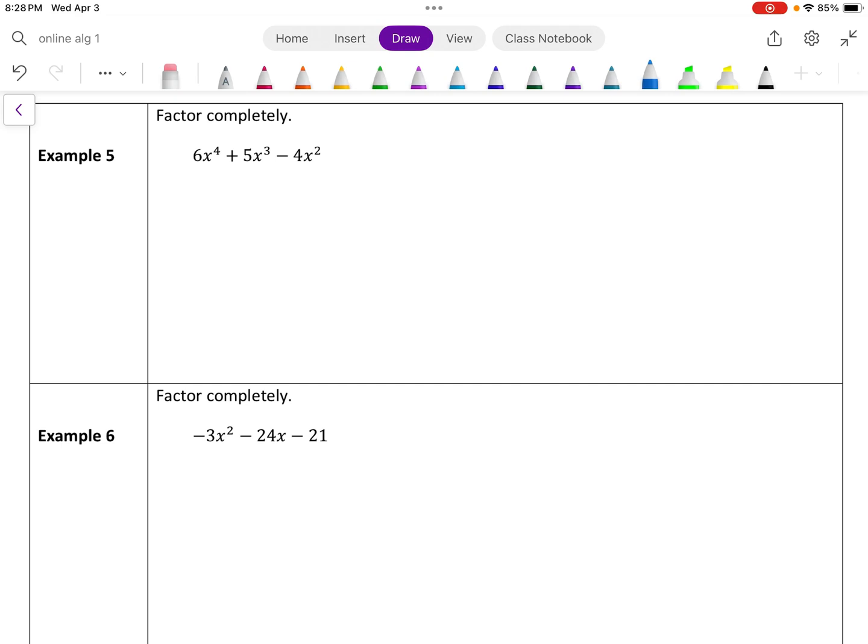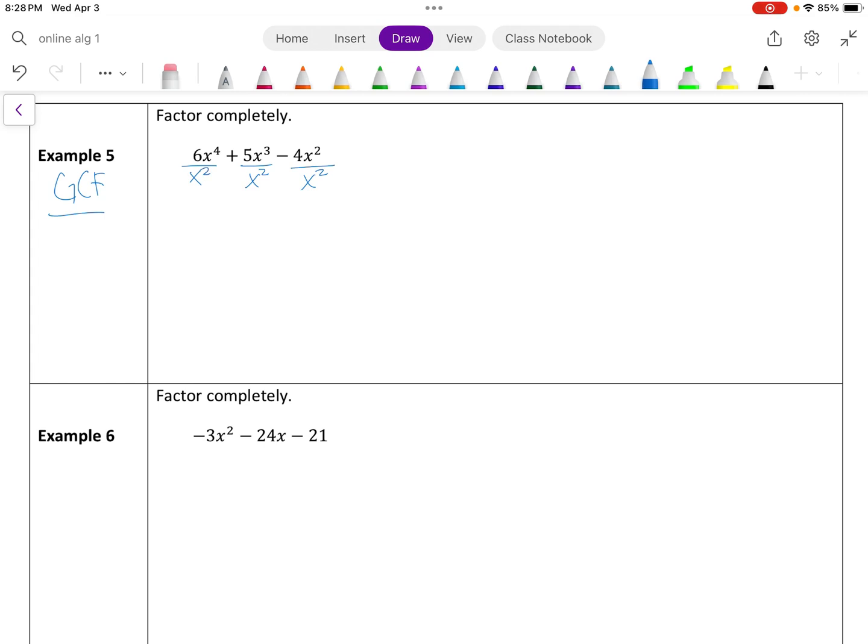All right, 6x to the fourth plus 5x to the third minus 4 times x to the second. Well, I got to start by looking for my GCF. I always look for my greatest common factor before I do anything else. Well, 6, 5, and 4. Nothing's going to go into 6, 5, and 4. But you know what? I notice all of these have an x. So I'm going to divide them. And let's see. This has 2 x's, so I must be able to take an x squared out of everything.